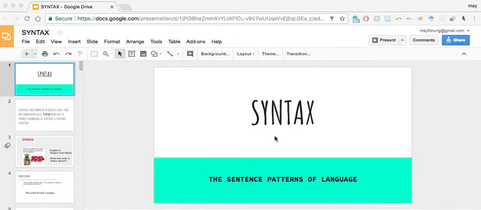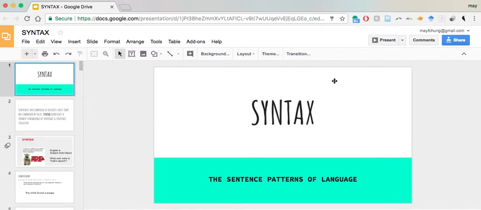Well, syntax is about how words are formed into sentences in all different languages. And so your brain automatically knows how to put words in a specific order. So we can refer to syntax as the sentence patterns of a language.